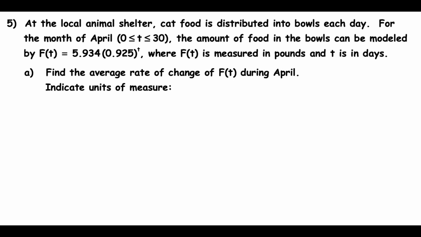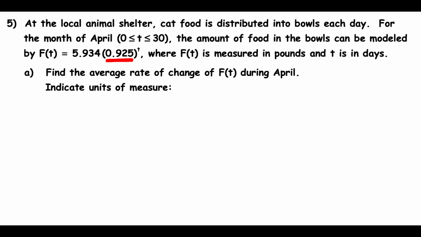Well, based on my knowledge of exponentials, I can see that the people working the animal shelter need to step it up a bit, because each day you're only coming back with 92.5% of the food that you had the day before. So these cats are out eating the staff, and eventually someone's going to have to come in and dump a whole bunch in. So my guess is that the average rate of change of the food is going to be negative. Just a gut feeling. Let's see what we have.